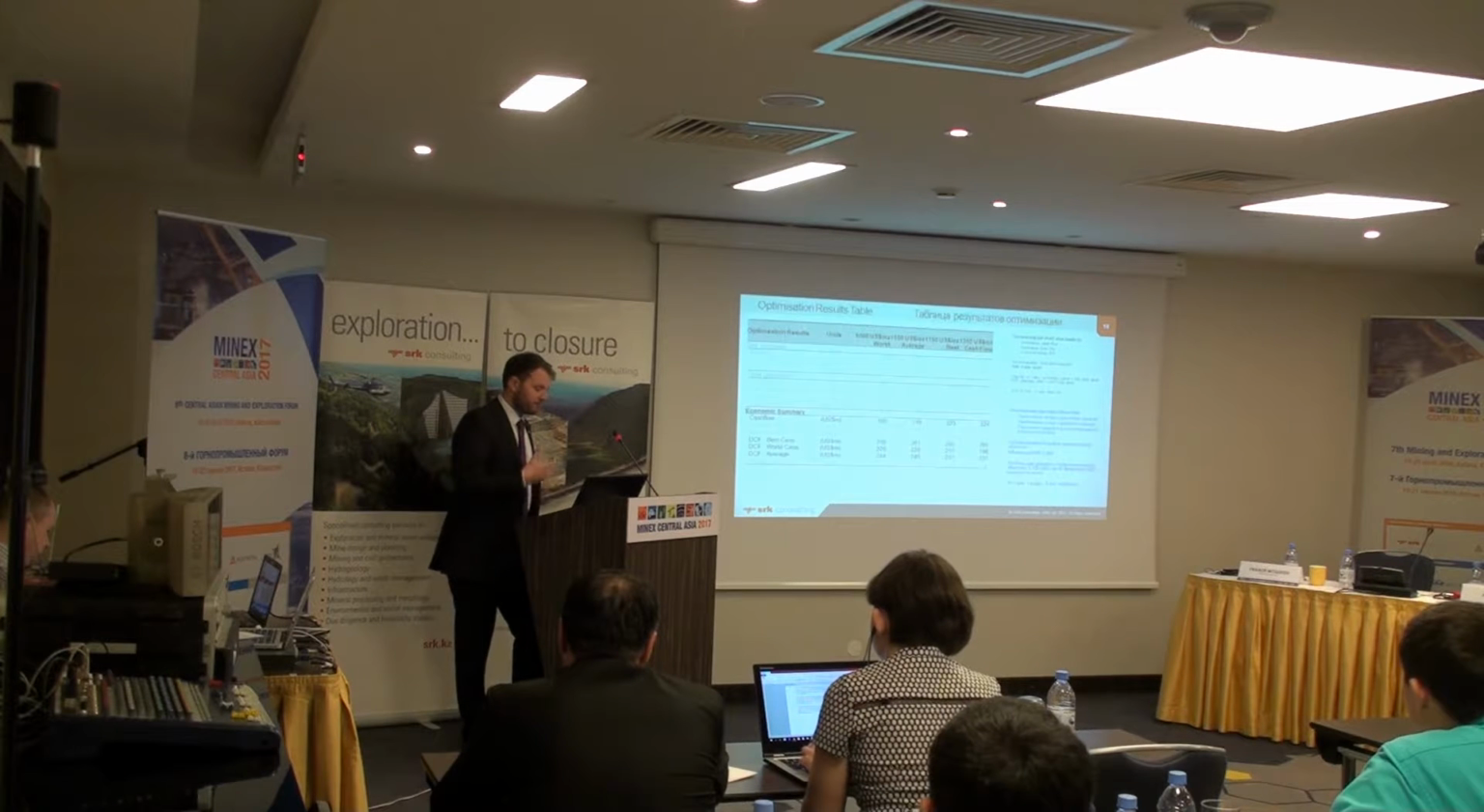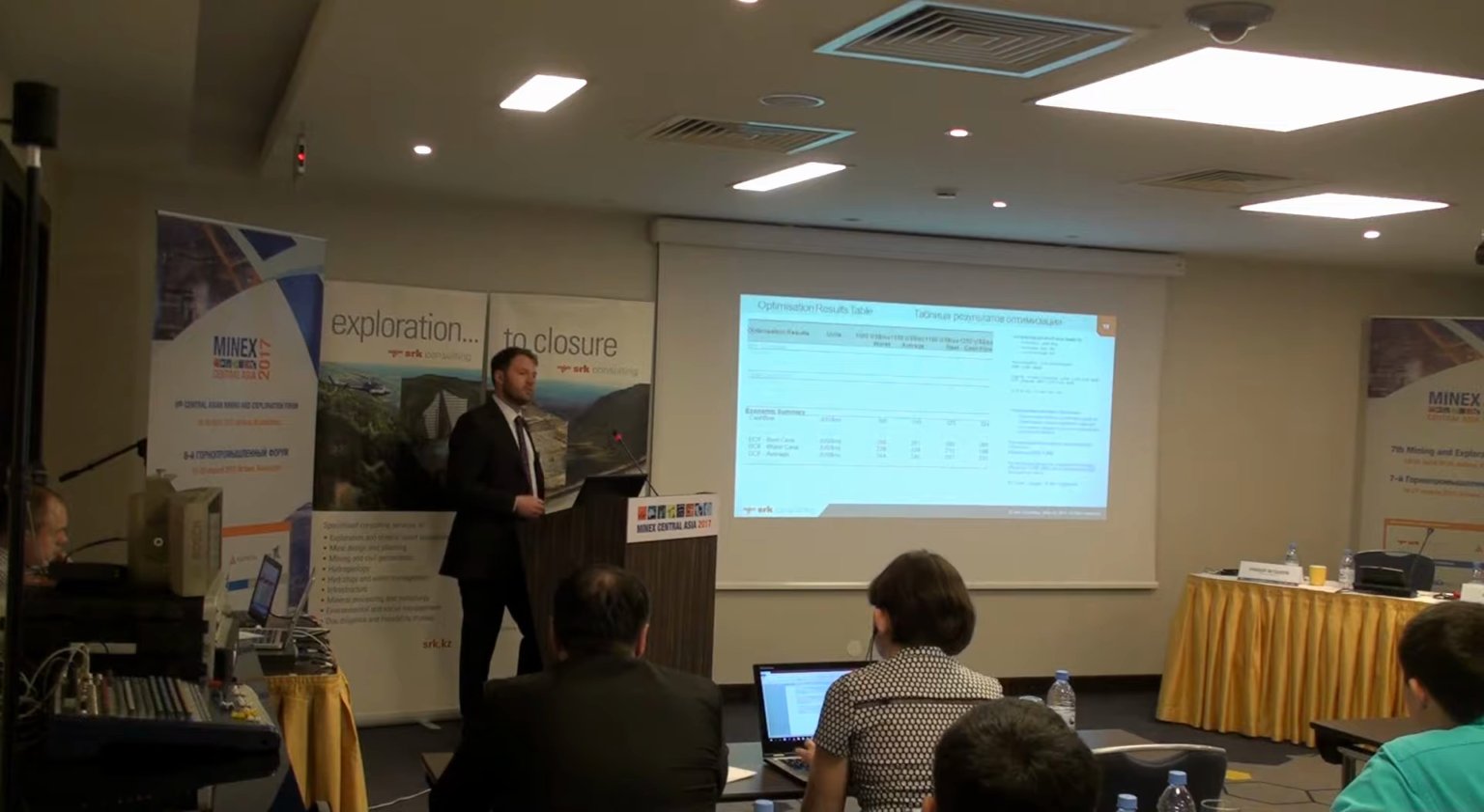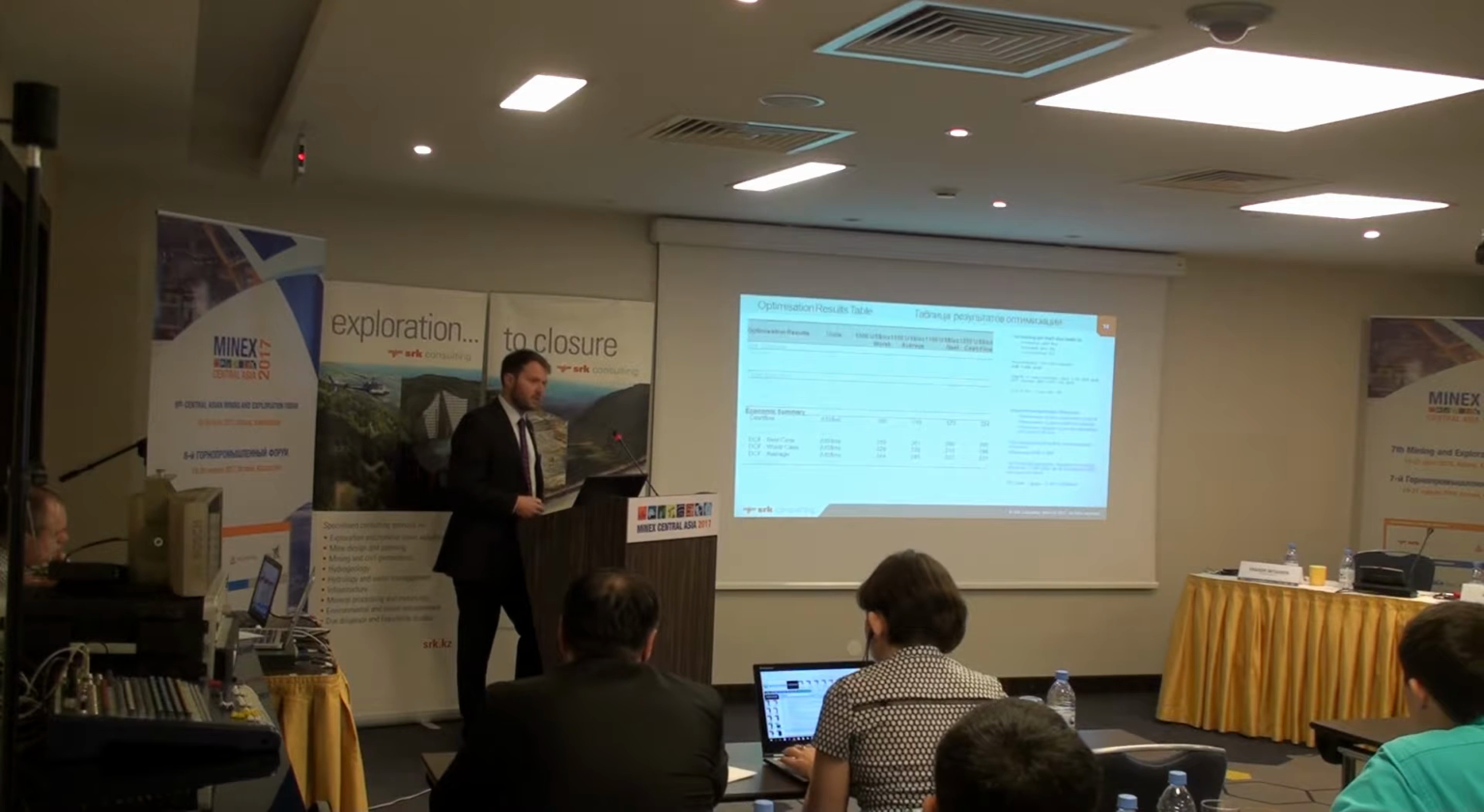So the recommended shell from this analysis, from our perspective, to achieve the objectives would be the 1,100 pit shell. The majority of the value is actually contained within the 1,100 pit shell, and the discounted cash flow plateaus and then decreases after that.